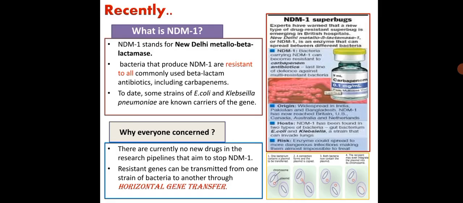What is NDM1? NDM1 stands for New Delhi Metallo-beta-lactamase. Bacteria that produce NDM1 are resistant to all commonly used beta-lactam antibiotics, including carbapenems. To date, some strains of E. coli and Klebsiella pneumoniae are known carriers of the gene. But why is everyone concerned? There are currently no new drugs in the research pipelines that aim to stop NDM1. The resistance gene can be transmitted from one strain of bacteria to another through horizontal gene transfer.